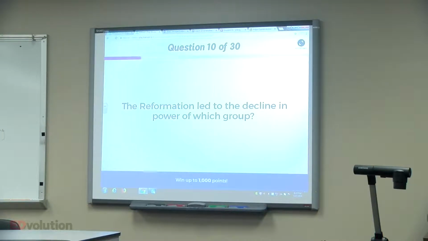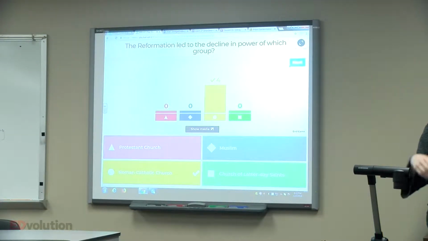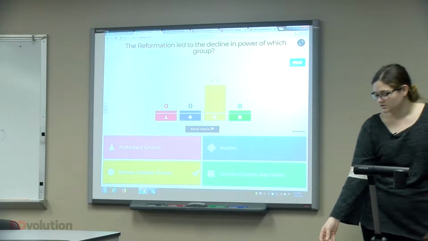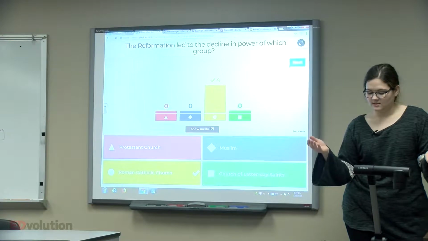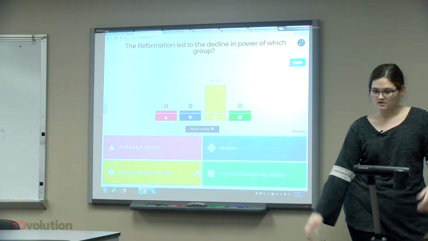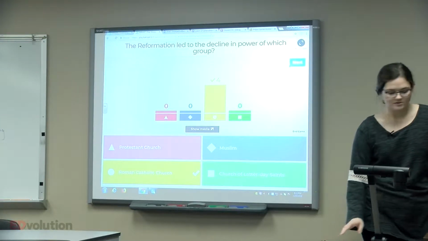All right, Reformation led to the decline in the power of which groups? And during this period, it was a lot of, yep, very good. It was a religious Reformation. So, what is this? It was the Protestants and the Catholic Church. So, I don't know if you already knew that. You guys got that right, so I'm not going to really go over that very much.